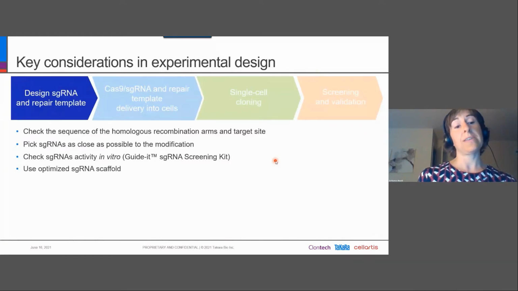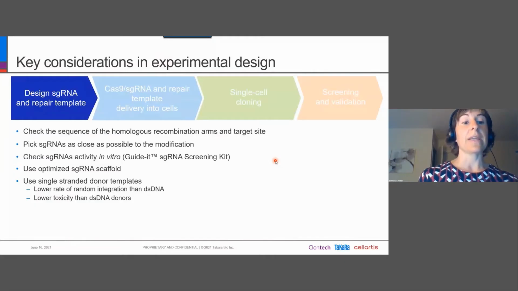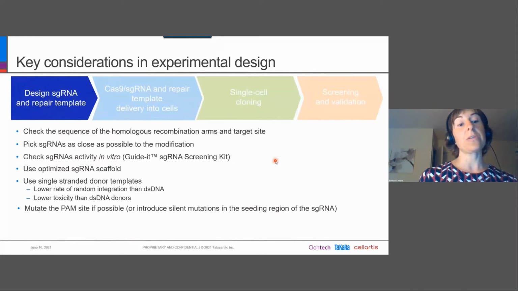Then another good thing is just to use an optimized single guide RNA scaffold. We actually have an in vitro transcription kit that allows you to produce a single guide RNA that has certain modifications in the scaffold, like an extra loop that increases the stability of the complex of the Cas9, making it more stable. Then a good practice, especially if you are working with hiPSCs, is to use single-stranded donor templates because they have a lower rate of random integration if you compare them with double-stranded DNA, and also have lower toxicity.